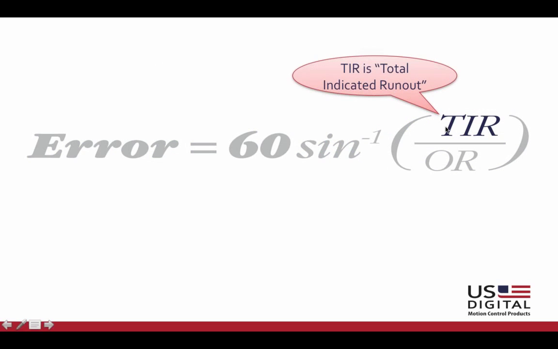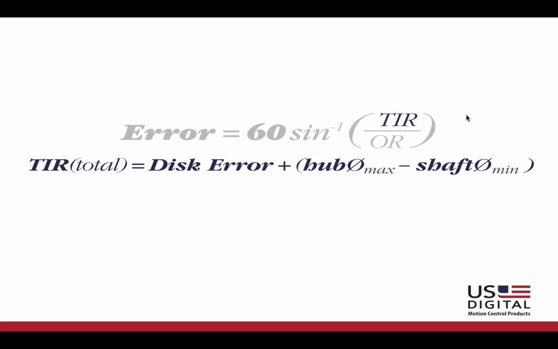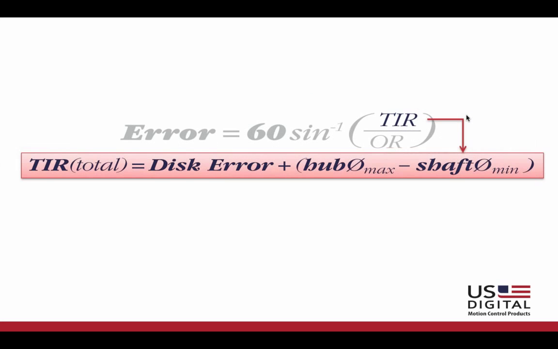Next component we'll talk about is TIR, total indicator runout. What this number will be is the amount at which the pattern moves relative to the encoder sensor in a radial form. It has nothing to do with the z-axis movement in terms of air gap between the sensor and the disc, but just primarily the runout of the pattern as it rotates relative to the sensor of the encoder.